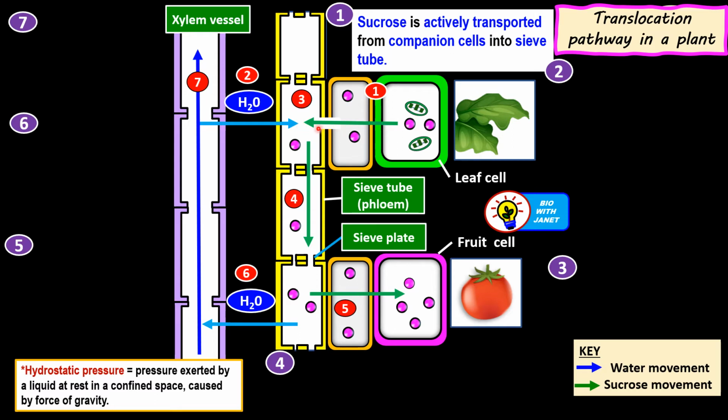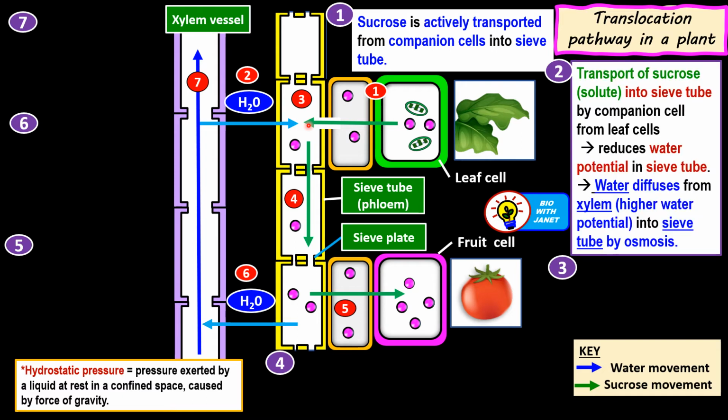So when sucrose enters the sieve tube, the concentration of sucrose in the sieve tube will increase. On the other hand, the concentration of water, or the water potential, in the sieve tube will decrease instead. When the concentration of the solute or dissolved substance like sucrose increases, then the concentration of the solvent, or water, decreases instead. They are the opposite of each other. So let's read from here.